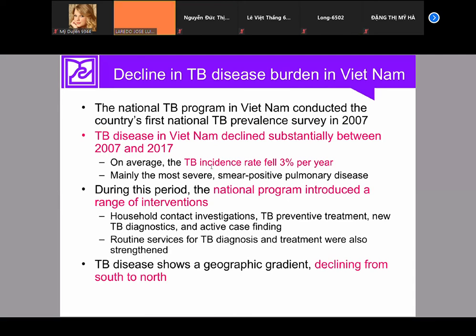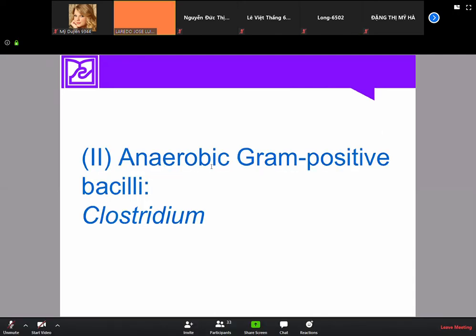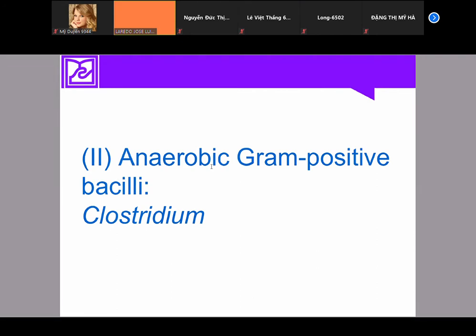So we are going to continue with the last bacteria that we are going to study in this course of microbiology. This is the last one, because next class is about viruses. So we are going to study anaerobic gram-positive bacilli. We are going to study only one, Clostridium. We study only one because we don't have time to study all, unfortunately.